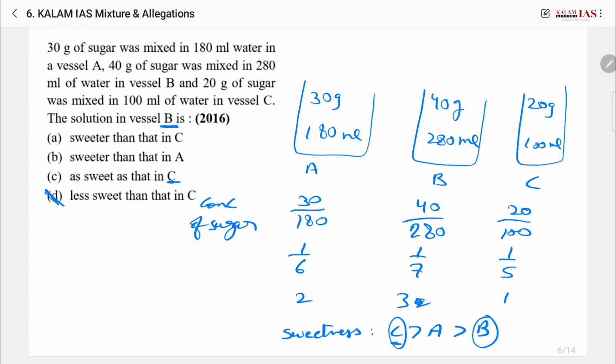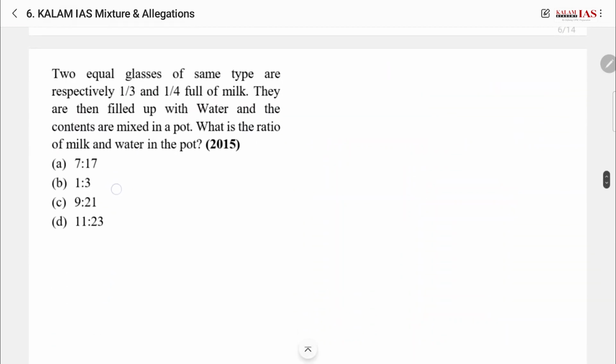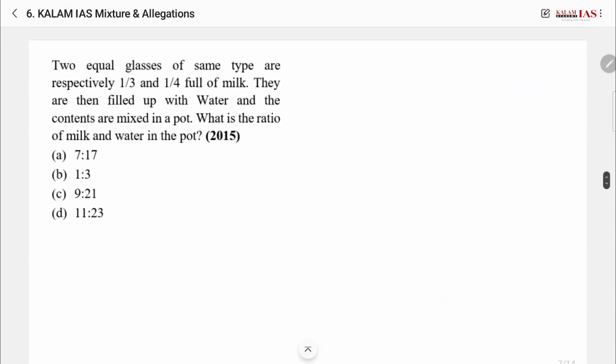Again, it was a simple question. Just you have to see the amount of sugar in each of these solutions by finding the concentration of sugar. So comparing these values, we can find sweetness in vessel A, B, and C, and we see C is the most sweet, then it is A, and B is the least sweet. Just check all the options, you will get D as the correct answer. Moving on, you have another 1 minute. Attempt this question and then we will solve it.